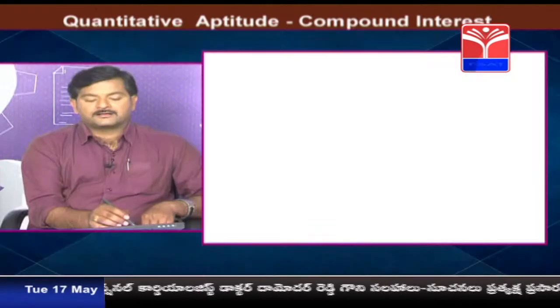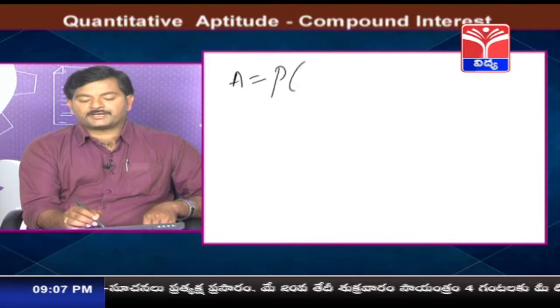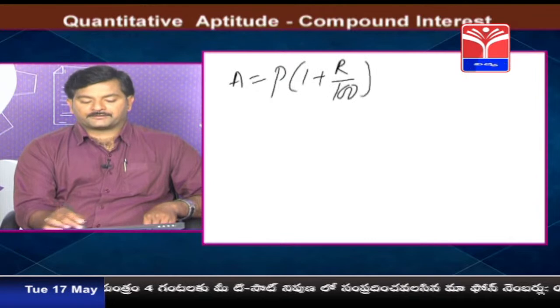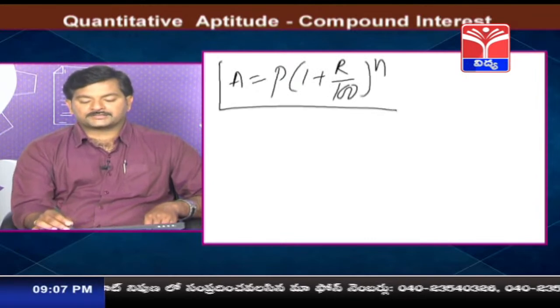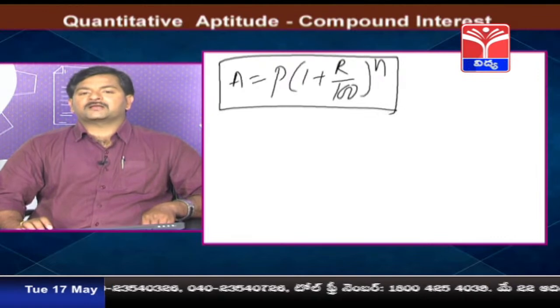Secondly, there are two different formulas. First formula is the amount formula: amount A is equal to P into 1 plus R by 100 whole power N. In compound interest, the amount formula is A is equal to P into 1 plus R by 100 whole power N. Here A is the amount, P is the principal amount, or simply principal, and R is the rate of interest.